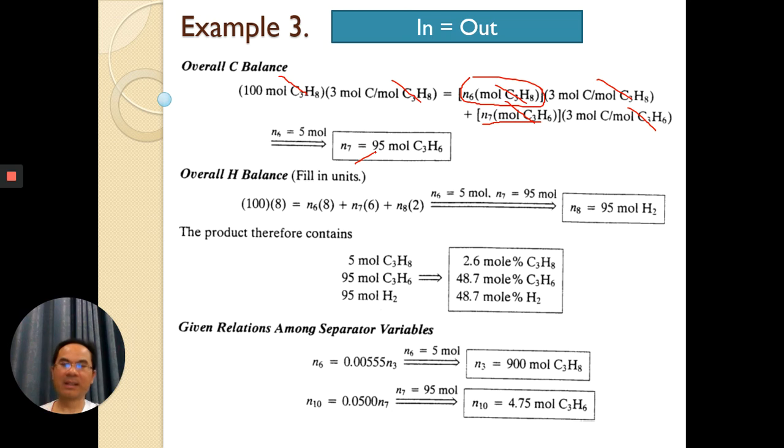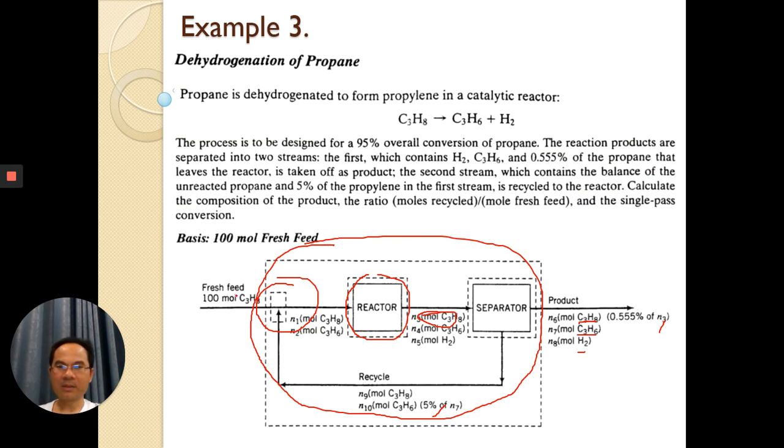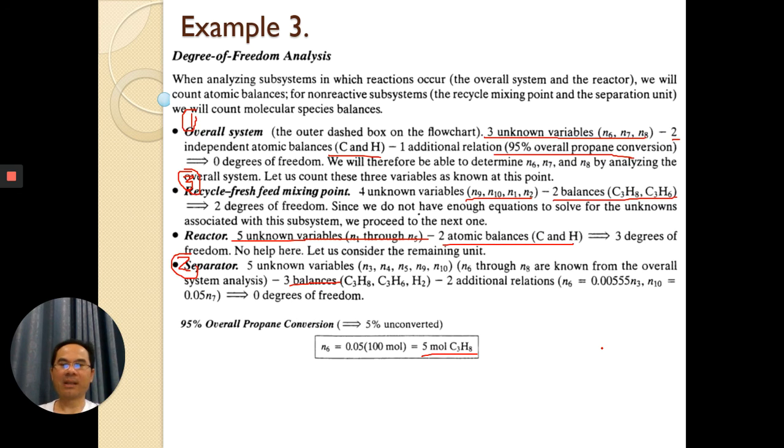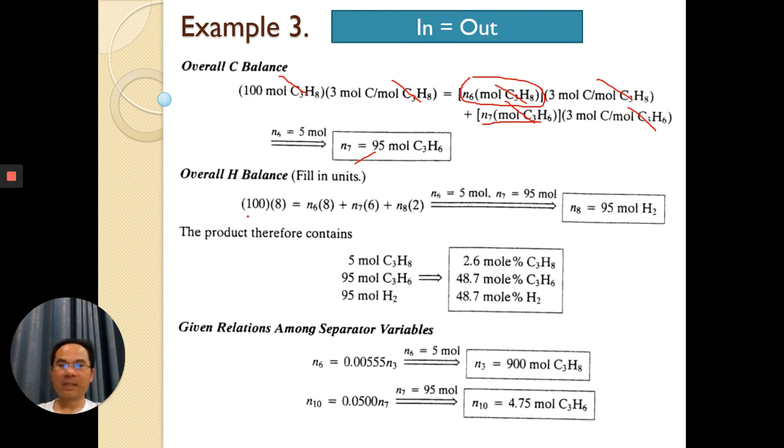Now you know N6 and N7, and then you make the hydrogen balance. For the hydrogen balance you can consider the flow chart. Hydrogen input is one term in propane. Output is three terms: output in propane, output in propylene, and output in hydrogen. The first term, input: 1 mole propane includes 8 mole hydrogen, and the propane input is 100. We get this term. And output we get 3 terms. Output in propane: 1 mole propane includes 8 mole hydrogen multiplied by propane output.